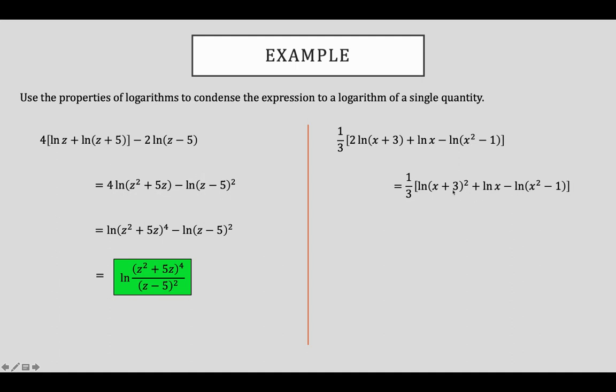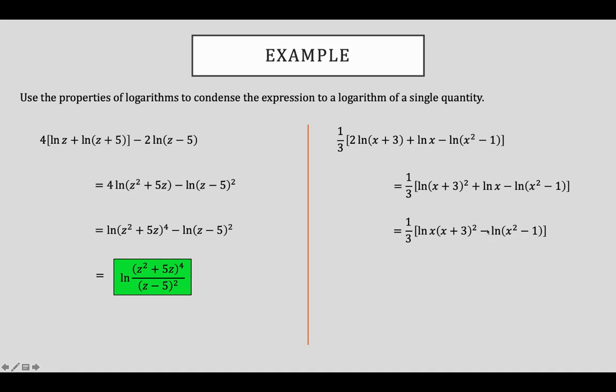Let's combine these first two logs. These first two logs are connected by addition. I can rewrite that as the product inside of a single log. That would be 1/3 times the entire quantity ln x times x plus 3 squared minus the natural log of x squared minus 1. So we can continue to condense inside of this bracket.